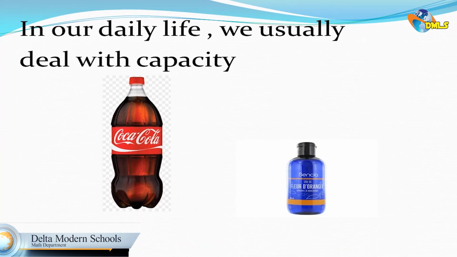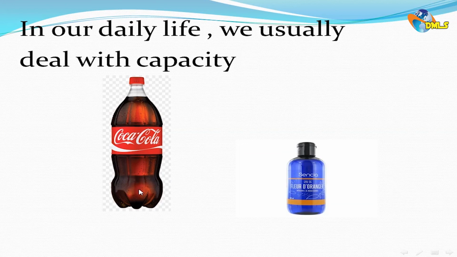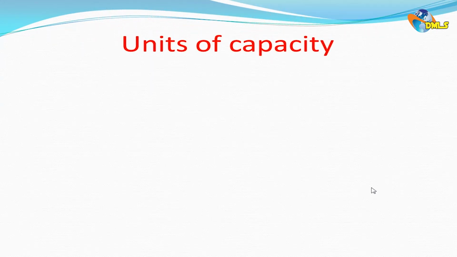For example, here I have a bottle of Coca-Cola and a bottle of orange juice. If you look at the bottle of Coca-Cola, you will read that it's written on it 2 liters. And if you look at the orange juice, you will see that it's written on it 250 milliliters. What are liters and milliliters used for? Liters and milliliters are the units of capacity.